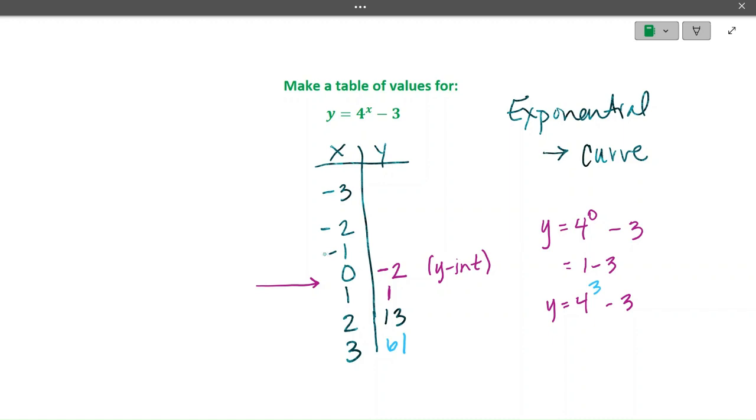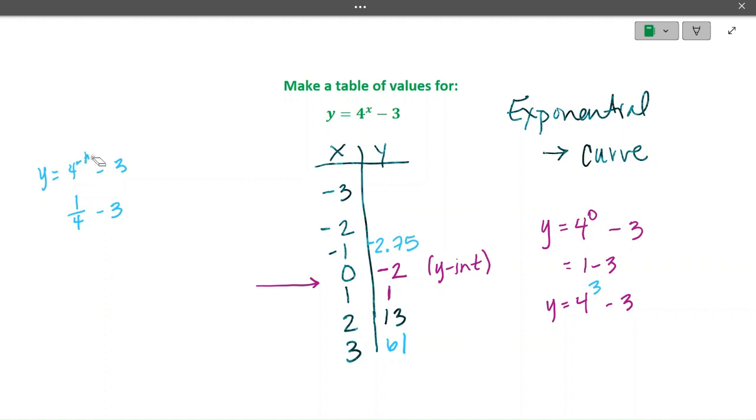And now let's do the negatives. Just a quick review of negative values. 4 to the negative 1 power is really 1 over 4, minus 3. So this is negative 2.75, or if you wanted to, you could get a common denominator of 4, and it's negative 2.75.